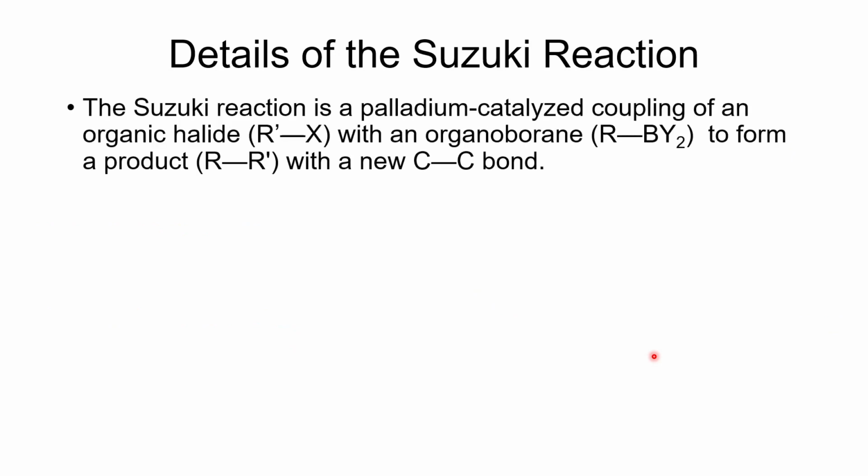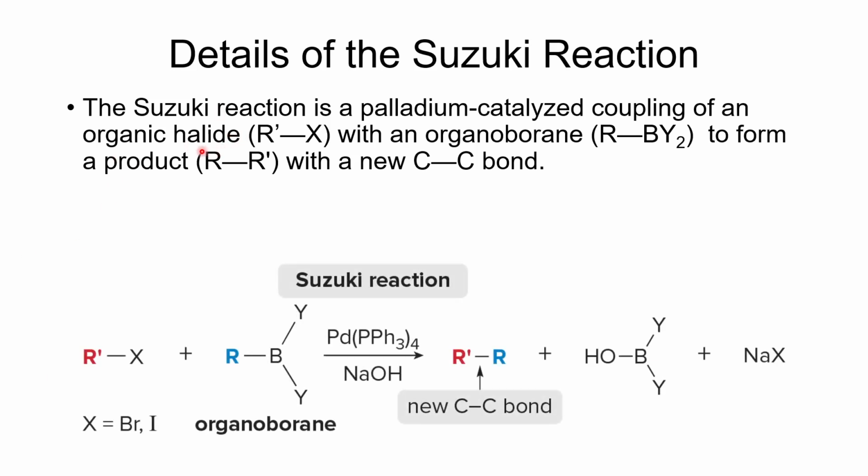So let's look more closely at some details of the Suzuki reaction. The Suzuki reaction is a palladium catalyzed coupling reaction between an organic halide. It doesn't necessarily have to be an alkyl halide, but it's an organic halide. That organic halide is usually going to be bromine or iodine, not so much chlorine. And then our other thing in the coupling reaction is an organoborane. The organoborane will have a carbon-boron bond, and then usually something with oxygen here that is bonded to that boron. We'll look at some specific reagents here in a bit.